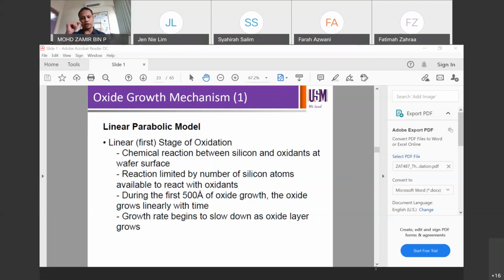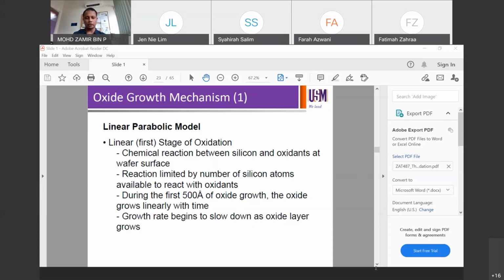So during the first 50 nano, the oxide grows linearly with time. So the growth rate is actually linear if you plot with time. Exceeding 50 nano is going to show a slightly parabolic shape. So it's no longer linear. We're going to see why. The growth rate begins to slow down as the oxide layer grows.